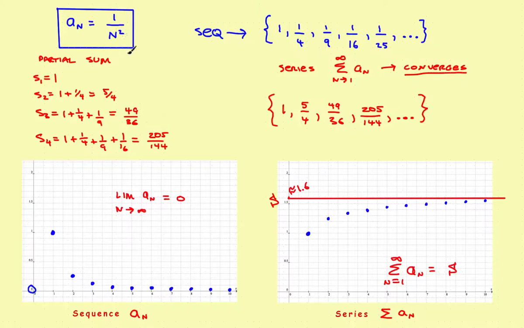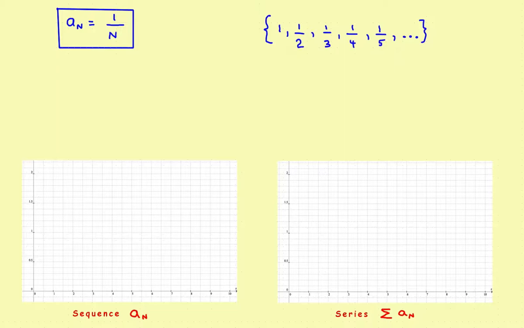Now that's 1 over n squared. In the next one, we're going to do 1 over n, and it'll be very similar, but the results will be somewhat different. So let's take a look at that. Again, this one was a sub n is 1 over n squared. This next one's going to be 1 over n.